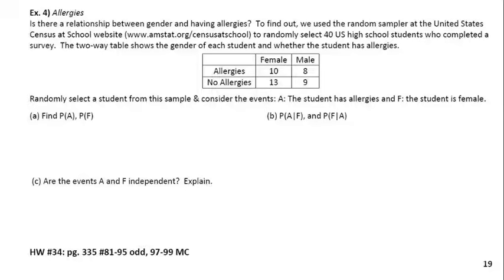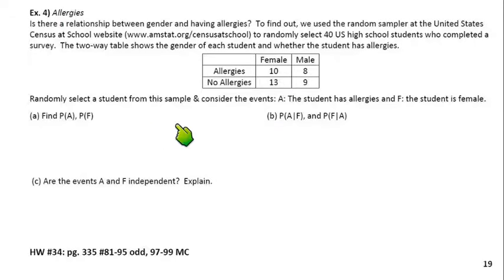Okay, example 4 about allergies. It says, is there a relationship between gender and having allergies? To find out, we use the random sampler at the United States Census at School website to randomly select 40 U.S. high school students who completed a survey. The two-way table shows the gender of each student and whether the student has allergies. So there's our two-way table.